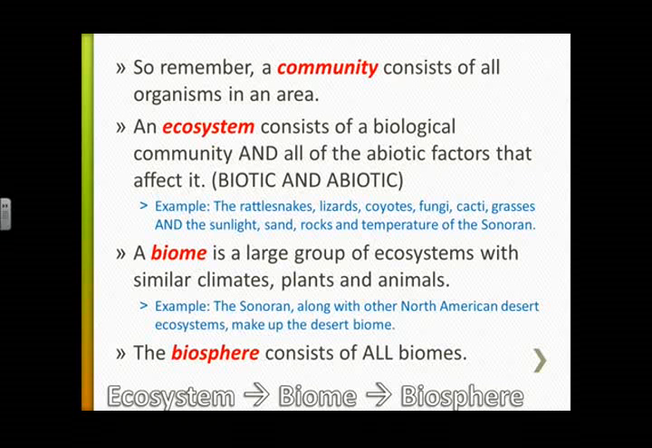A biome, which you've already done some coloring on, is a large group of ecosystems with similar climates, plants, and animals. So an example, the Sonoran, along with all the other North American desert ecosystems, make up the desert biome. And last but not least, the largest is the biosphere, which is all of those biomes, and then extending a few kilometers above and below the Earth's surface. So the biosphere is everything.